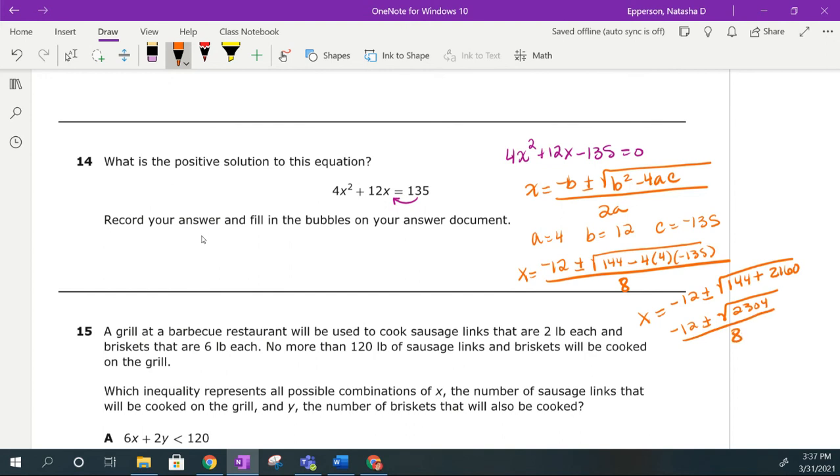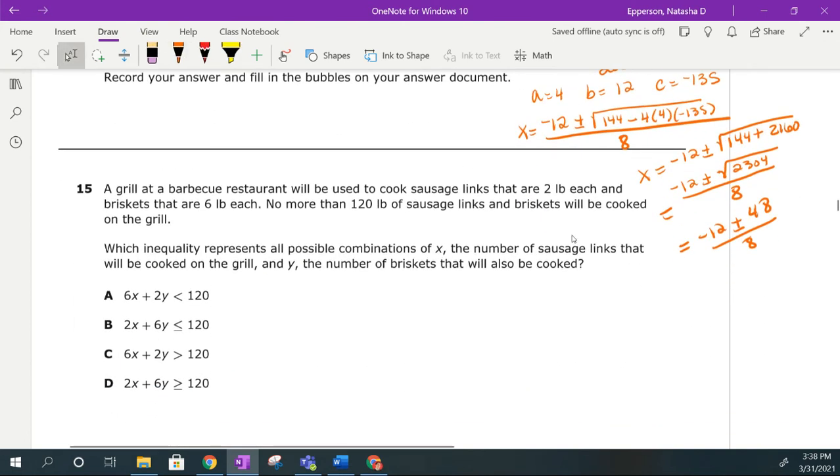I'm going to see if that is a perfect square. It is. This becomes negative 12 plus or minus 48, since 48 is the square root of 2304, over 8. Okay. Now I'm going to simplify this. This is either going to be negative 12 plus 48, which is 36, divided by 8, or it's going to be negative 12 minus 48 divided by 8. So that's going to be negative 7.5.